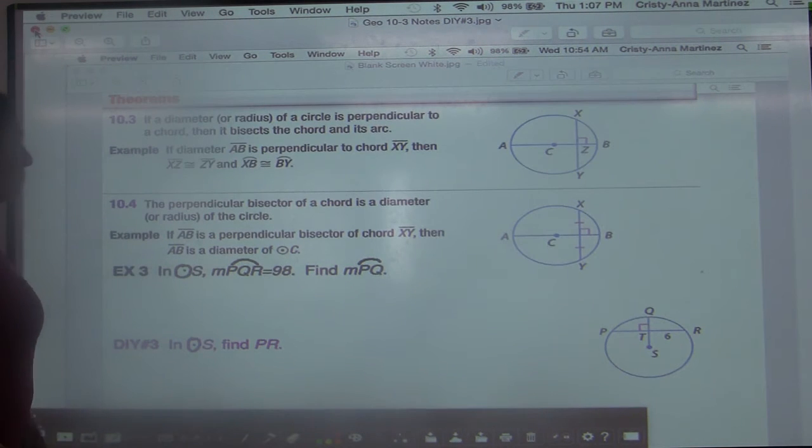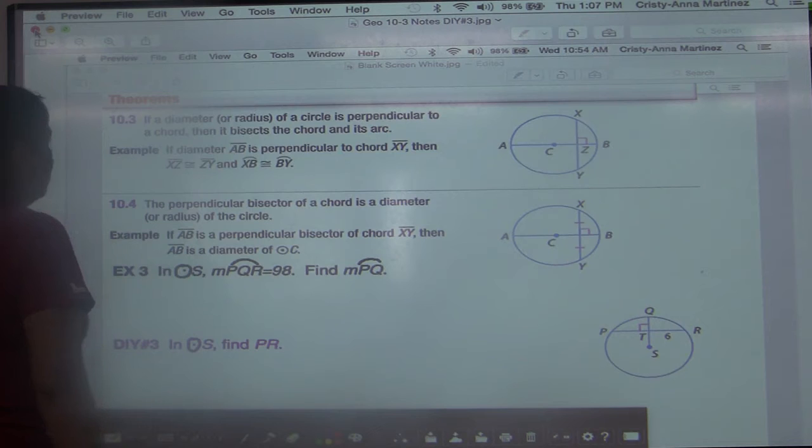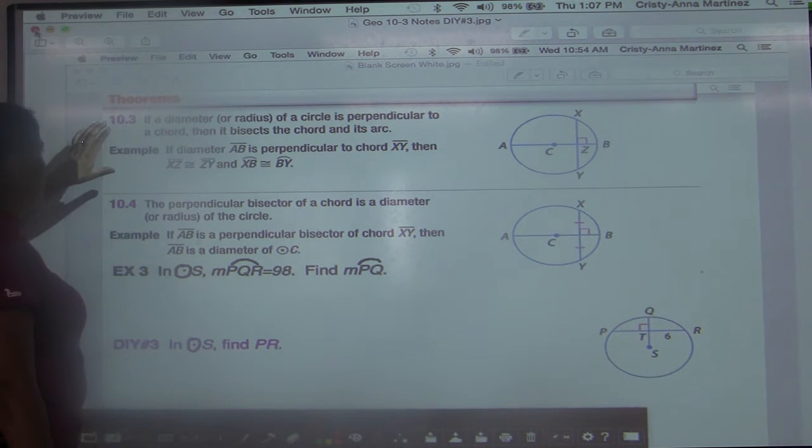Our next theorem is theorem 10.3. And as I mentioned earlier, you'll notice that it says here, if a diameter or radius of a circle is perpendicular to a chord, then it bisects the chord and its arc. And so basically what you have here is, instead of the if and only if lingo, you've got the theorem and basically its converse here.